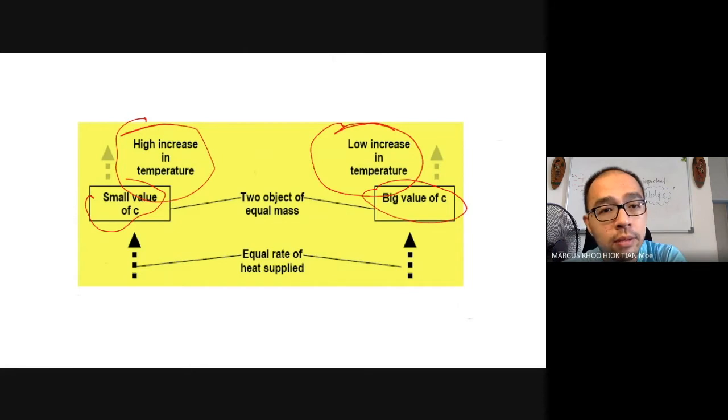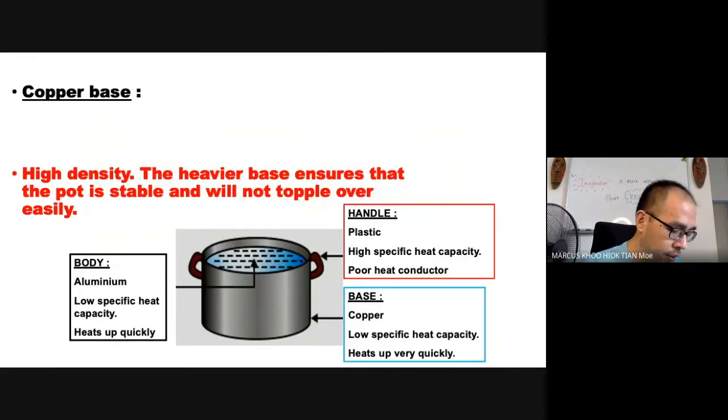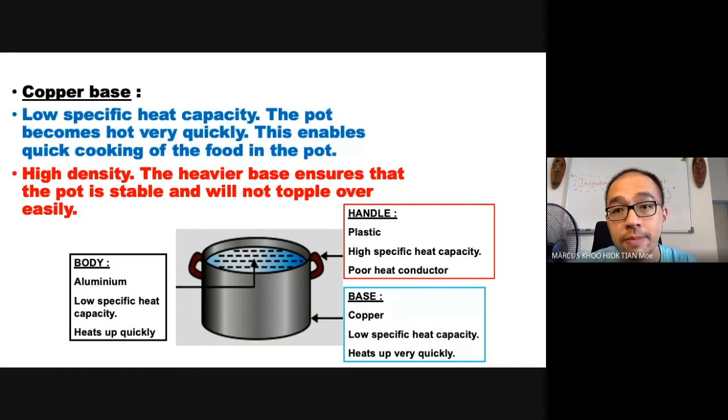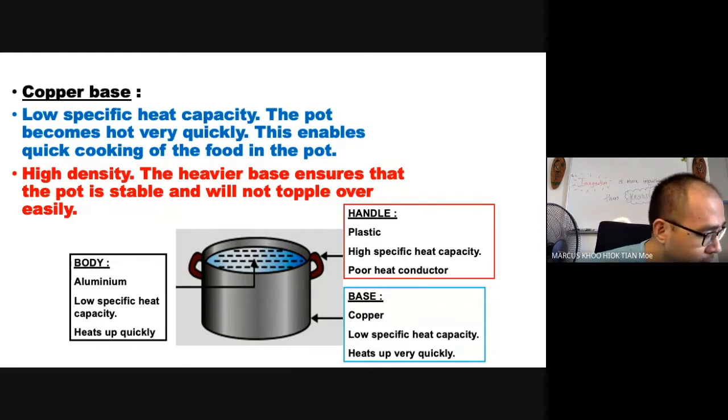Now one of the important things is in a cooking pot. In a cooking pot we find that the base is copper because the specific heat capacity is low. The reason is so that it becomes hot very quickly. This enables the quick cooking of the food in the pot.